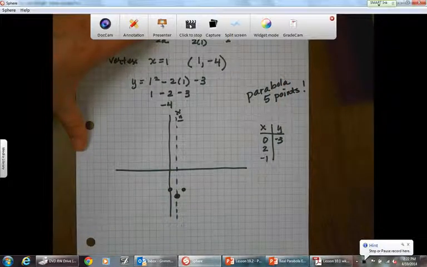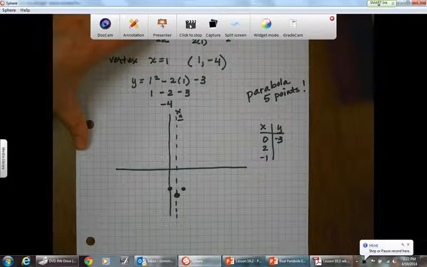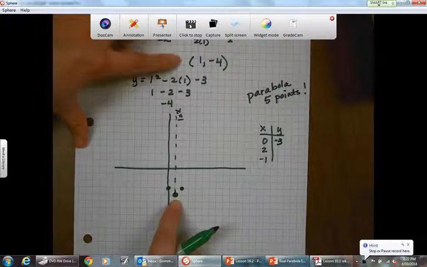Emma? Where'd you get the very bottom dot? That's my vertex. That's what we figured out up here.